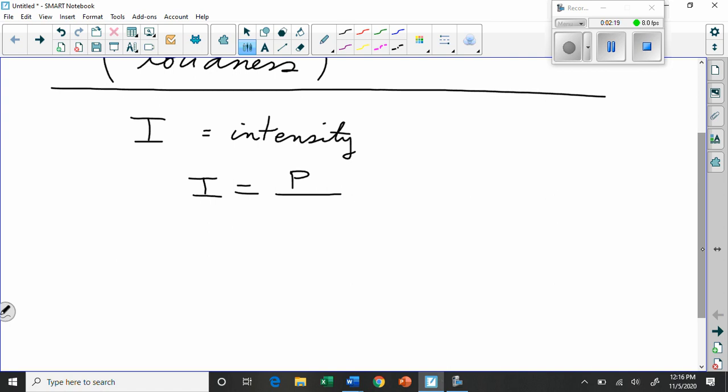So it's power, but it's also spread out over the area around the vibrating object. And so the unit would be the power unit, which is watts, and then per square meter for area. So that's the unit we use to describe intensity, watts per square meter.